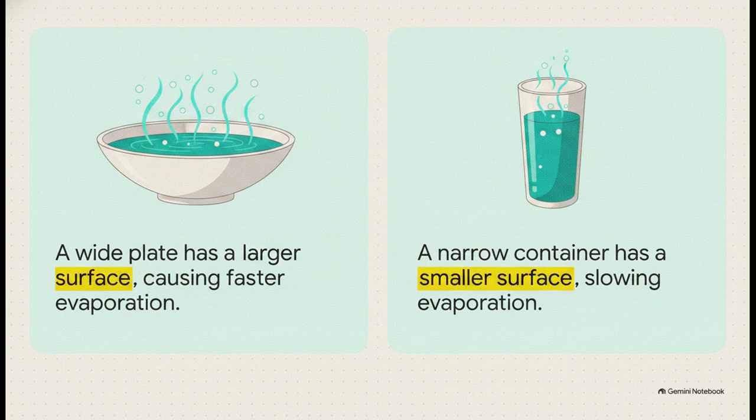If you have equal amounts of water, but one is spread across a wide plate, you have a larger surface area, which means faster evaporation. But if you have that exact same amount of water crammed into a narrow container, it has a smaller surface area, so the evaporation struggles and is much, much slower. The water molecules literally just need a clear exit path.